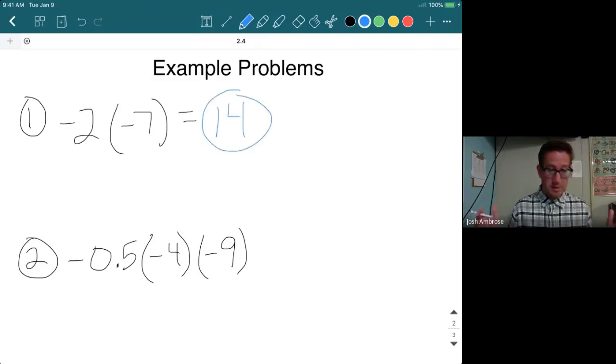14. All right, so that's simply that one, positive 14. Okay, same sign, positive answer. All right, let's move into number 2 here.